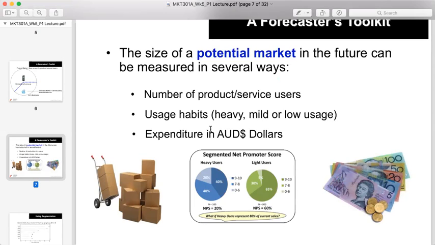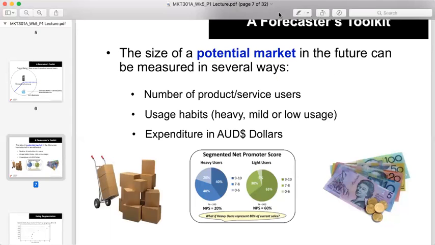And then you look at the usage habits, such as whether they are heavy buyers or not, mild buyers or low usage, okay? On average, then you estimate the number of units that they purchase, right? So when it comes to chocolate bars, for instance, you estimate how many chocolate bars they purchase in a week, and then you normally estimate it in a year, so multiply it by 52, okay? And then you look at the price or expenditure in Australian dollars, okay? So normally you look at price per unit.